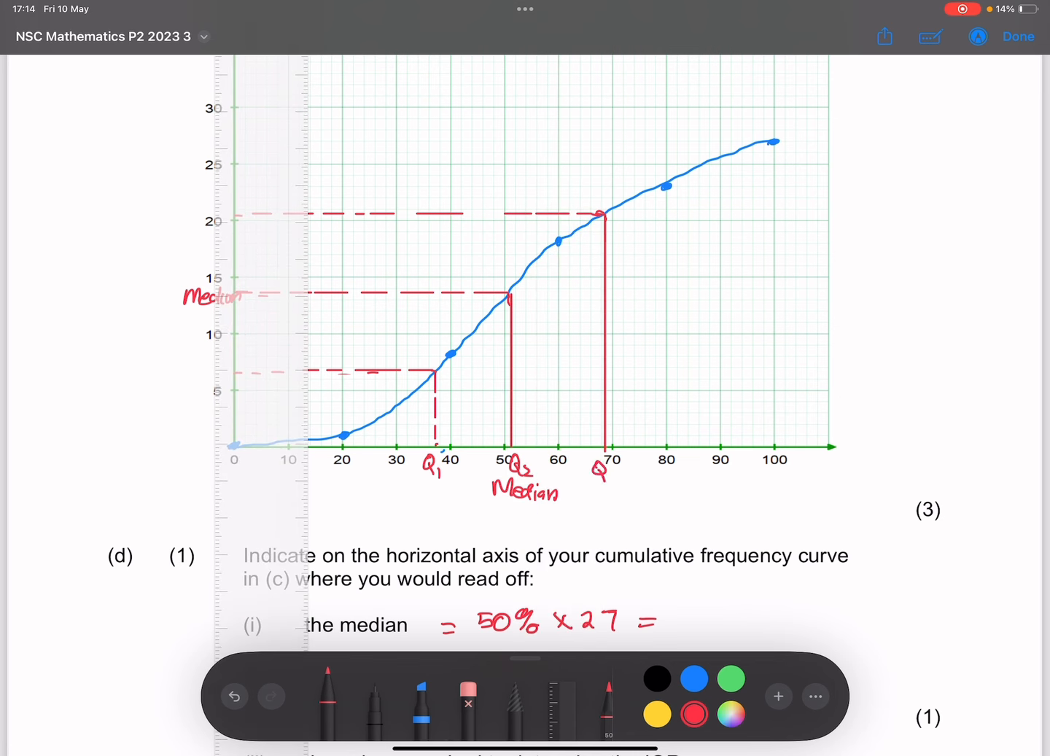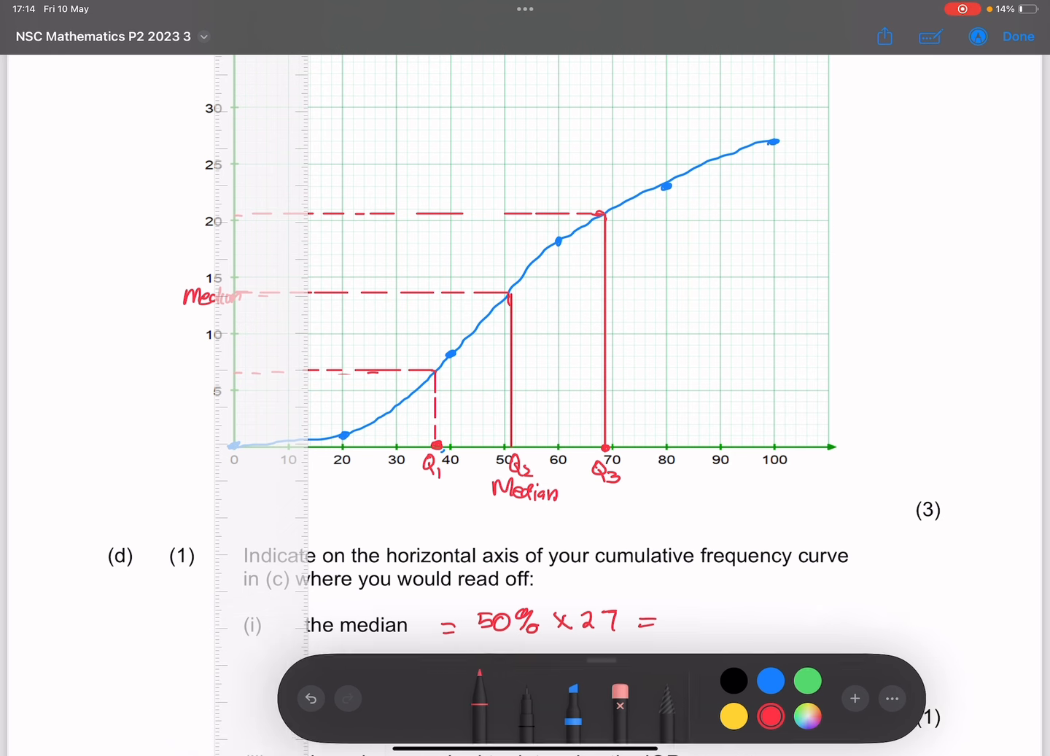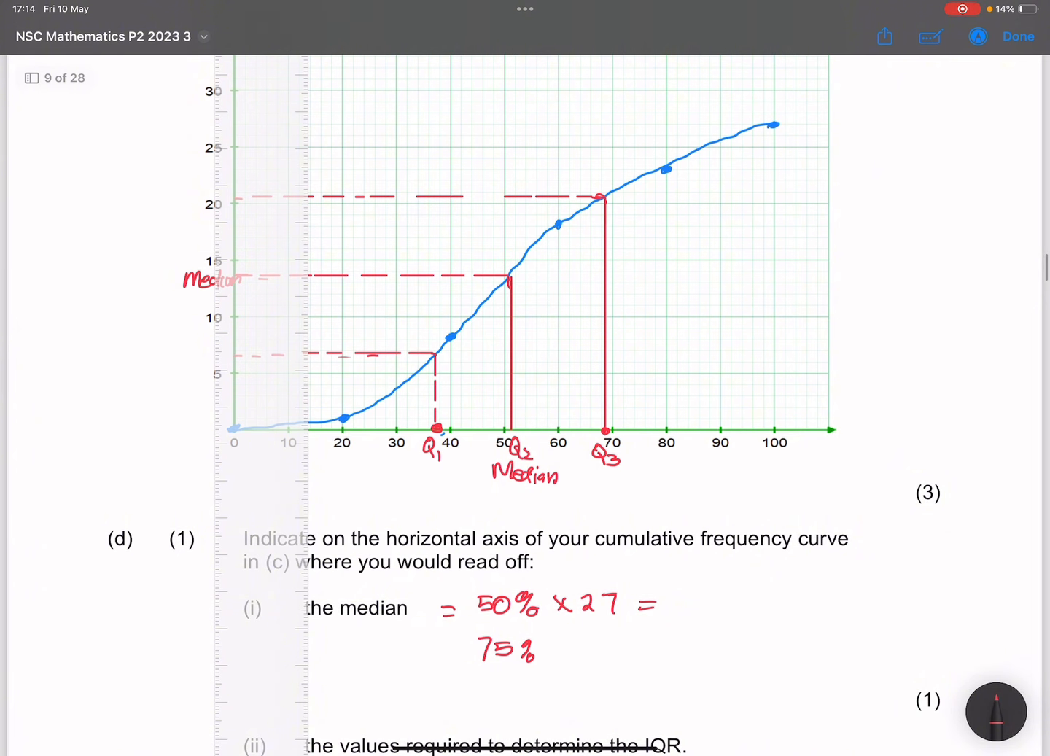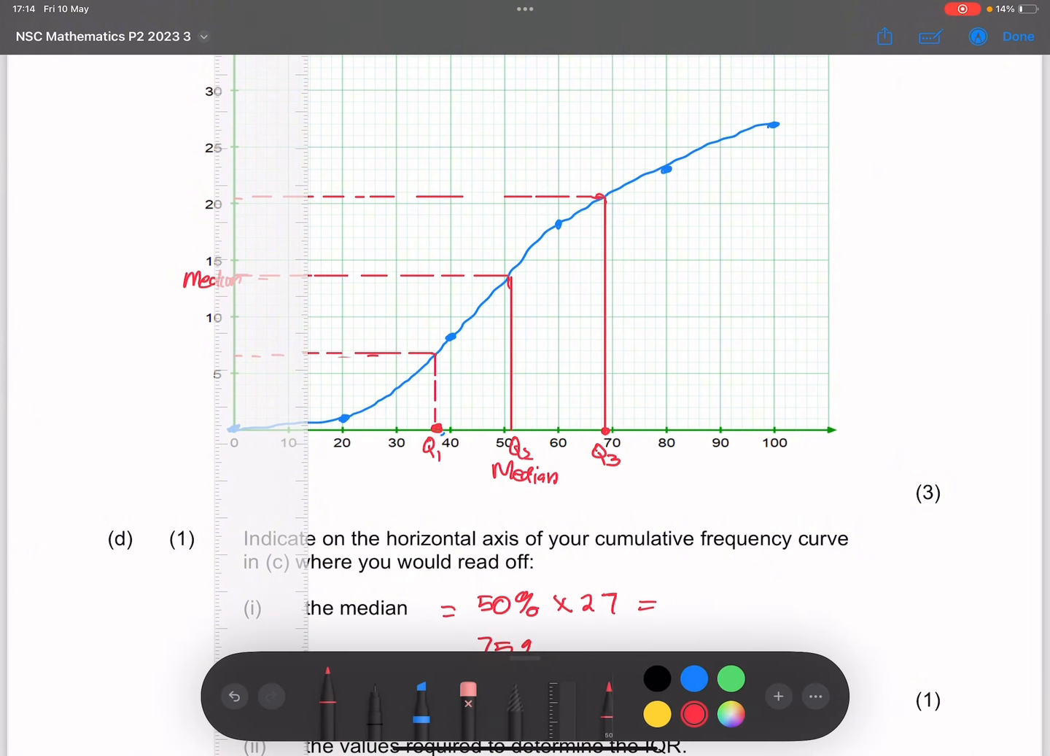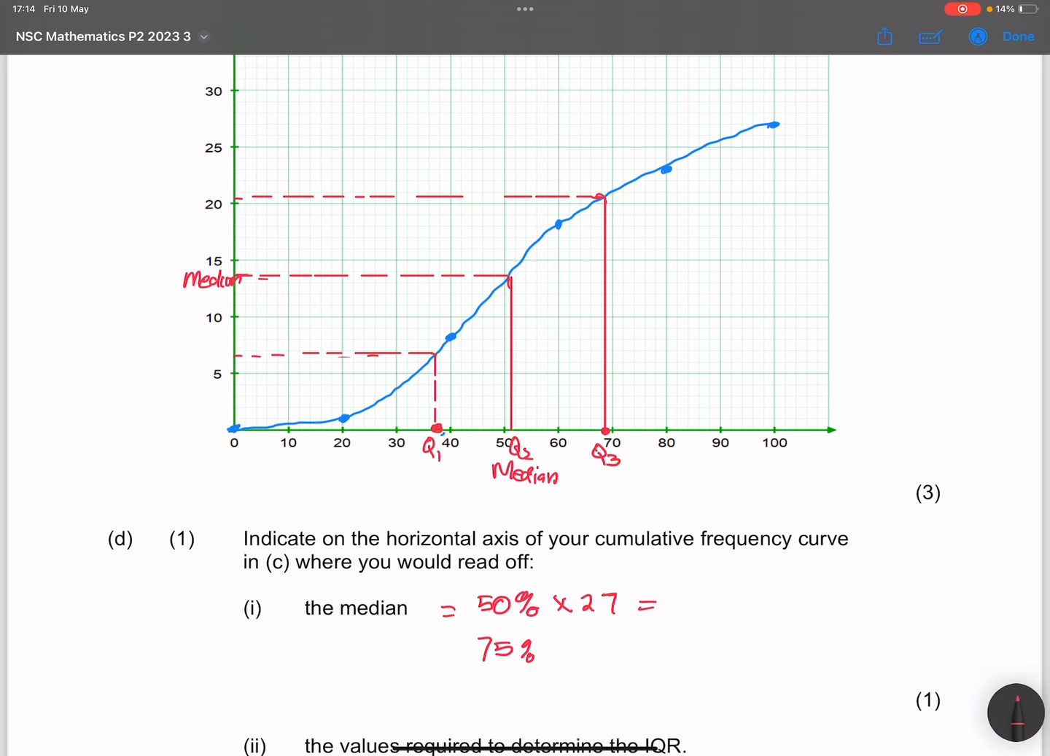So that means this is your Q3. And remember, to calculate your interquartile range, you take the value there. I think that value would be almost 68. And you can say that would be 68 minus the value at Q1, which was, let's say, 37. So that's how you would calculate your interquartile range. But they just wanted us to indicate it on the graph, not necessarily to calculate them. I'm just showing you how you would be able to calculate that.